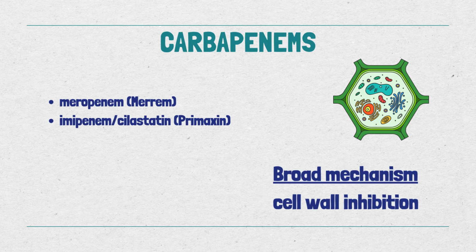Next, we have our carbapenems. Now, these also are considered beta-lactams. These have extremely broad spectrum coverage, which means they kill a lot of different kinds of bacteria. So we do tend to restrict these because they're so broad. We want to protect them from resistance. And the two that you need to know are meropenem or Merrem, and then imipenem cilastatin or Primaxin. And that cilastatin, that's another one of those beta-lactamase inhibitors.